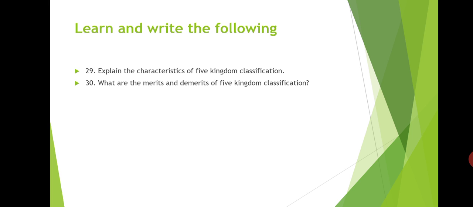So here are your questions that you are going to write. Question number 29: explain the characteristics of five kingdom classification. And question number 30: what are the merits and demerits of this five kingdom classification. For the 29th question, you should make a tabular column. For 30, you should write the merits and demerits.